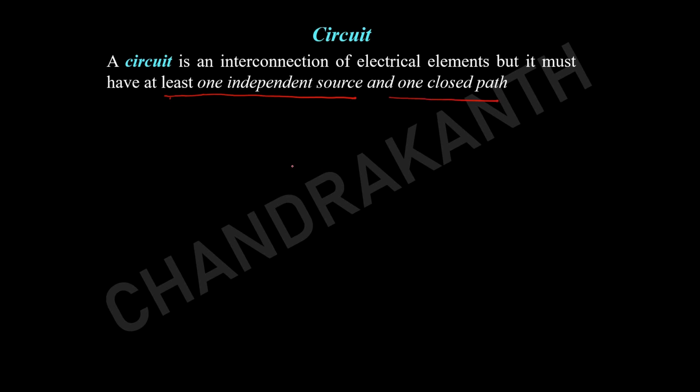At a minimum, a circuit must have one independent source. It can be a voltage or it can be a current, and also it should have one closed path. Whether it has more closed paths or not, at least one closed path it should have and one independent source it should have. So that means it can be a voltage source or a current source. So let us see the example for circuit.